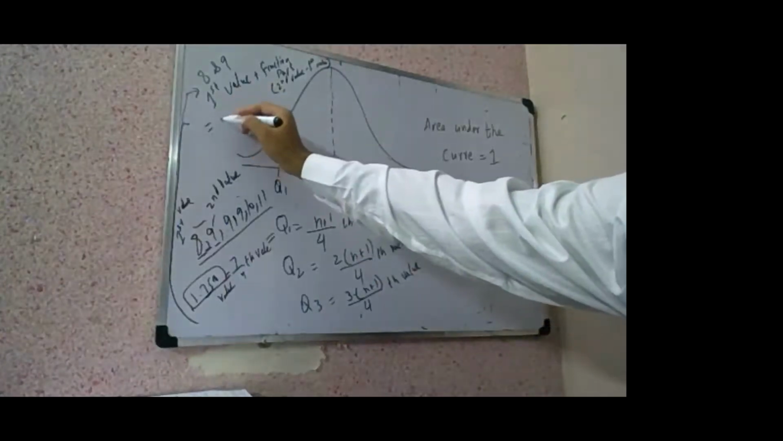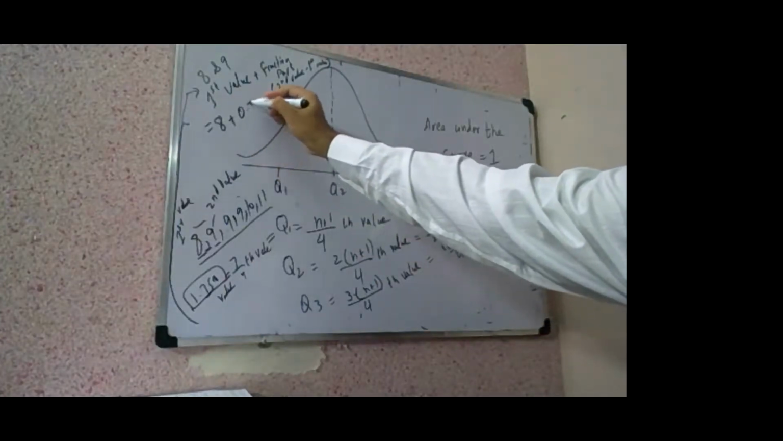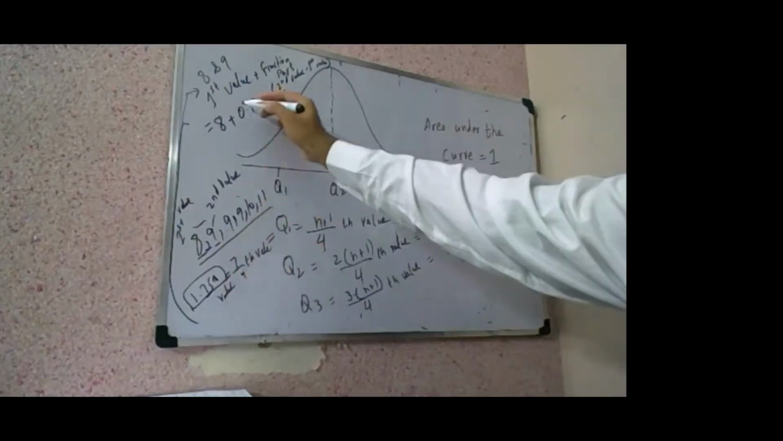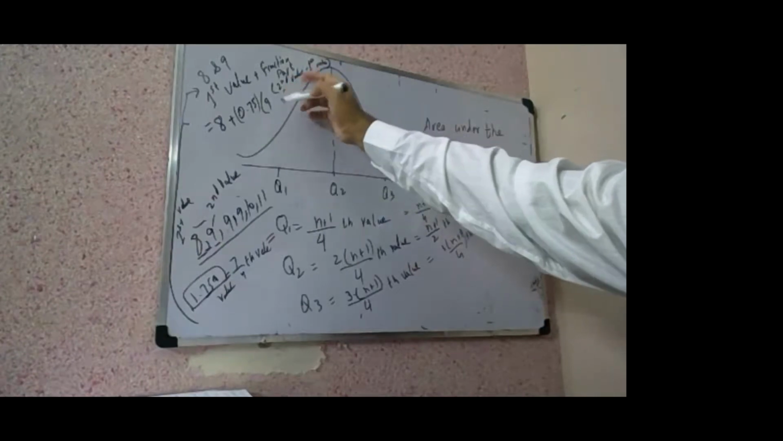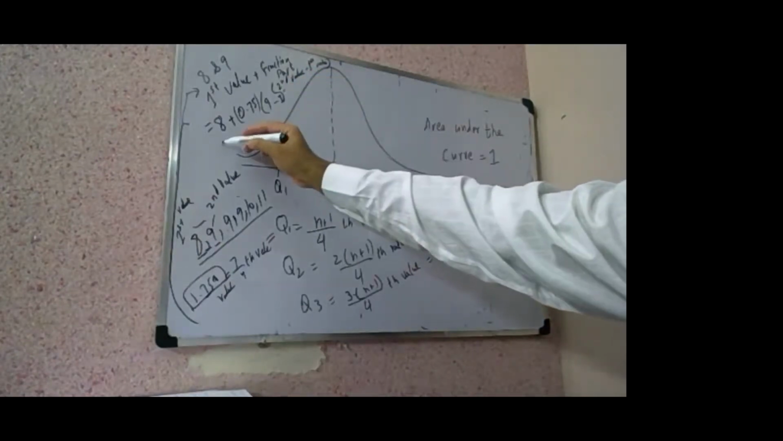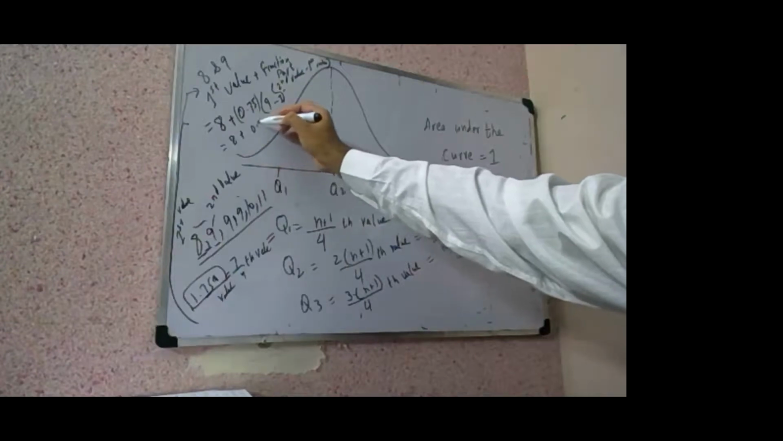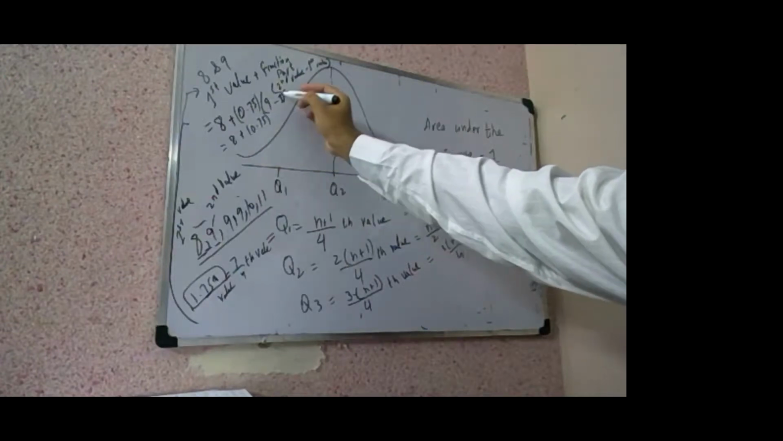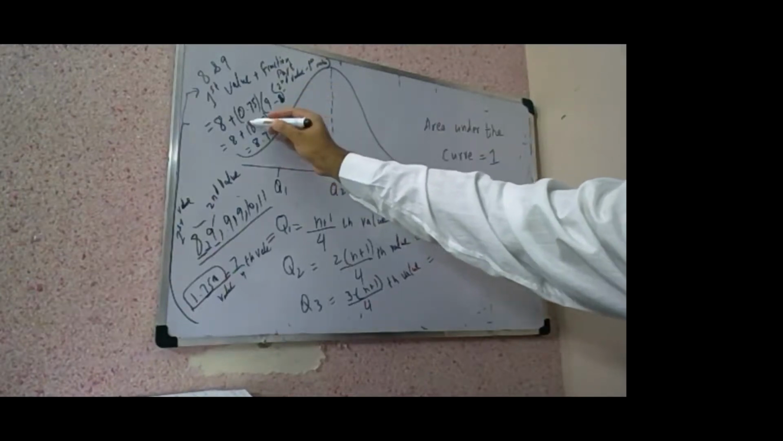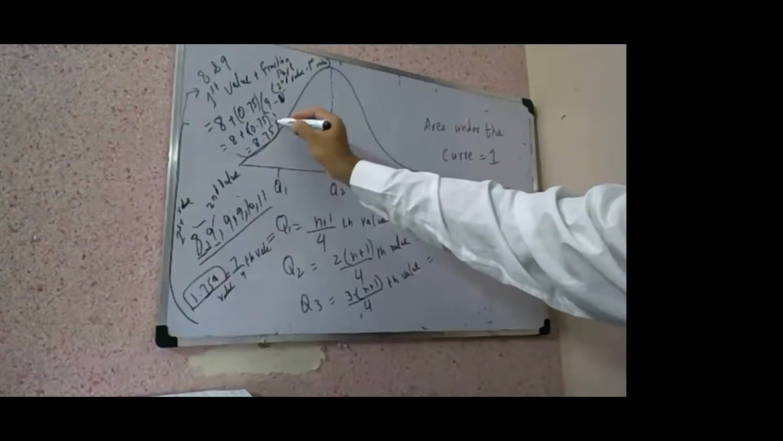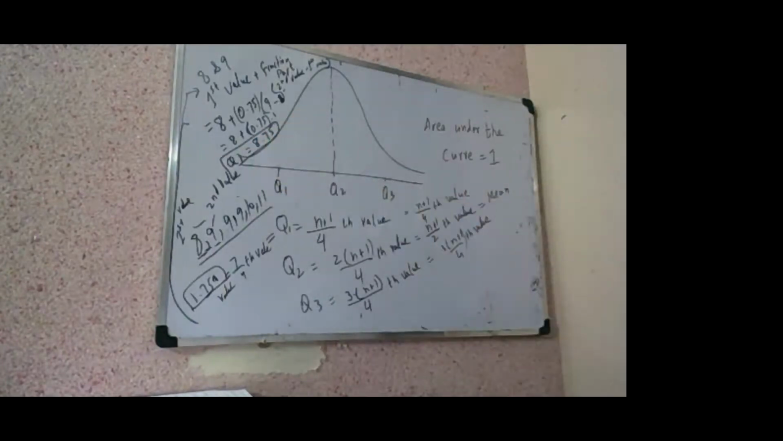So what is the first value? 8. What is the fraction part? 0.75, right? Times the second value, which is 9, minus the first value, 8. So it's 8 plus 0.75 times 1, which gives us 8.75, exactly Q1. Do you understand? Have a look. I will give you a few seconds.